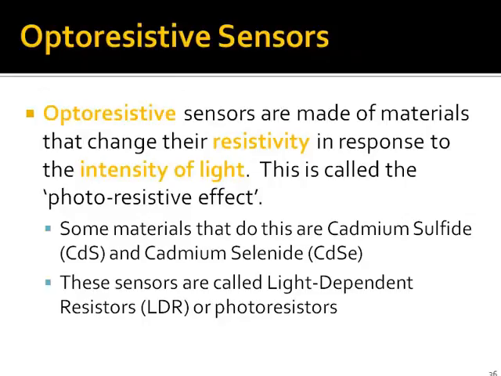Now, let's take a look at some optical sensors. Optical sensors are based upon the property of optoresistivity. Optoresistive sensors are made of materials that change their resistivity in response to the intensity of light, and this effect is called the photoresistive effect. Some natural materials that do this are cadmium sulfide and cadmium selenide. Sensors made out of these materials are called light-dependent resistors, sometimes abbreviated LDR, or they might be called photoresistors, or they might also simply be called photocells.